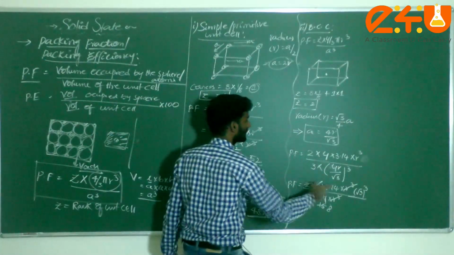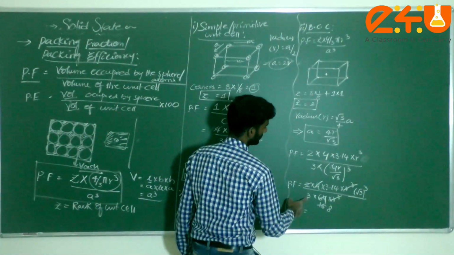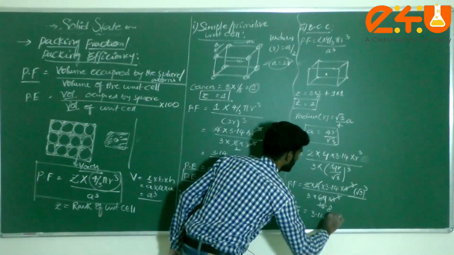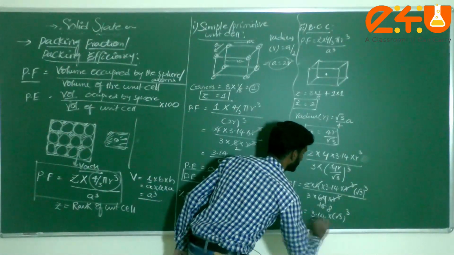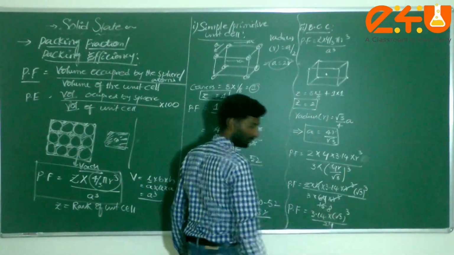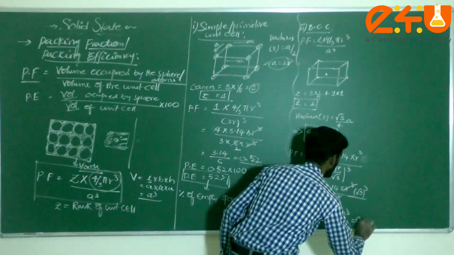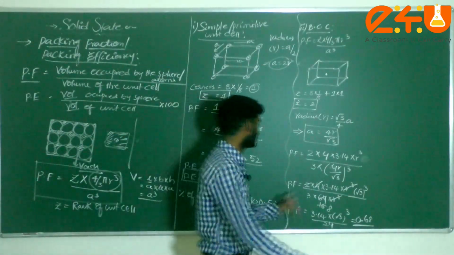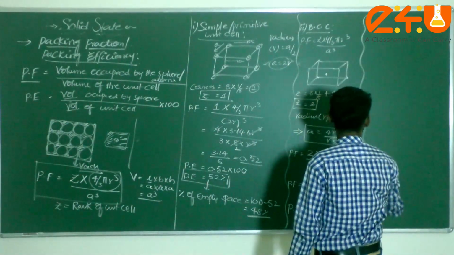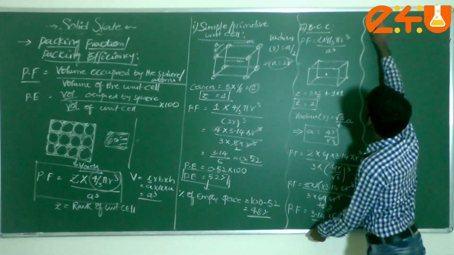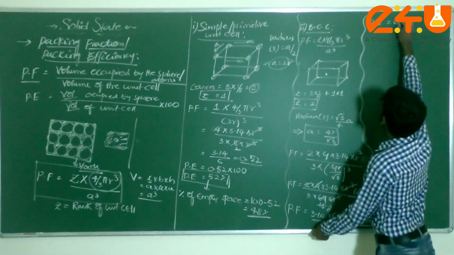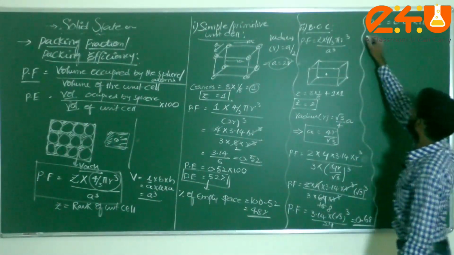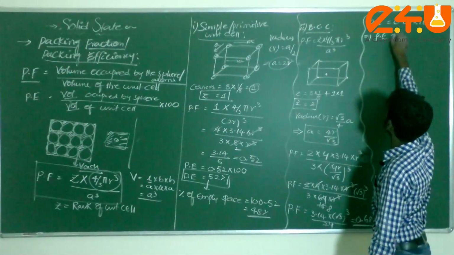into root 3. That means 1.732. Okay, if you take 3.14 into root 3 whole cube divided by 3 8s are 24, approximately the value will come here 0.68. How much, dear student? 0.68. This is the packing fraction. What is the packing fraction, dear student? So the packing efficiency is equal to 0.68 into 100.